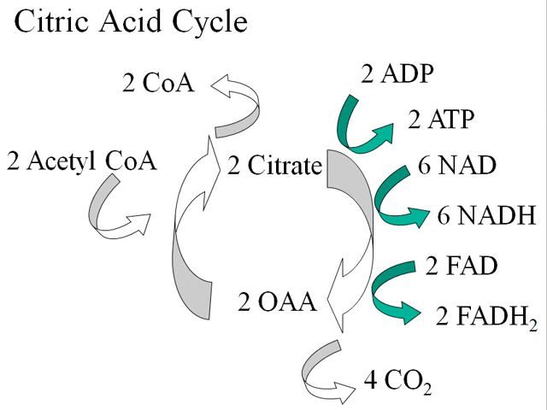Some of the energy released is captured in the conversion of ADP to ATP. Much more of the energy and electrons are captured as NAD is reduced, forming NADH. In a similar fashion, FAD is reduced, forming FADH2. The carbon atoms split off from the citrate are released as carbon dioxide, and then OAA is regenerated, and the cycle repeats.